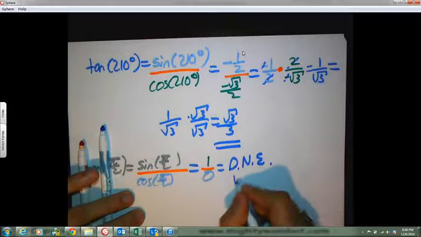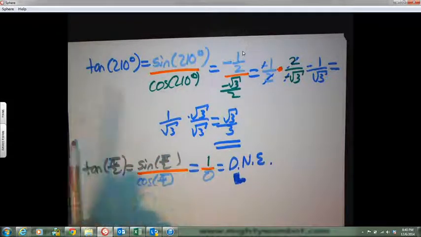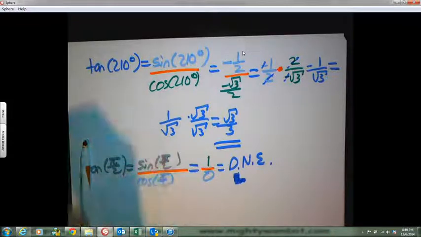Now let me push forward. So the next thing we're going to say is, well, if we can find the tangent of angles, I guess the next thing we could do is draw the graph of tangent. Just like we do the graph of sine and cosine, we can draw the graph of tangent.